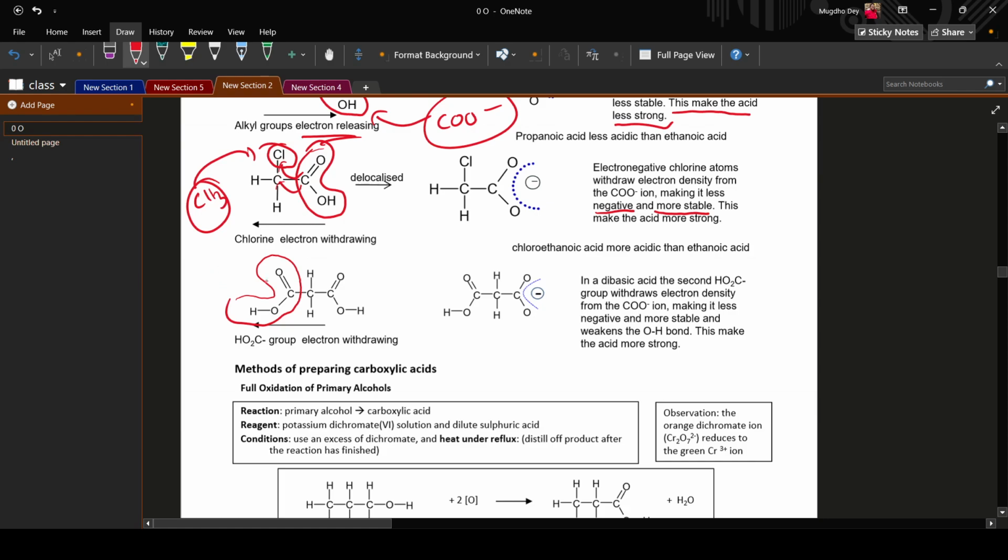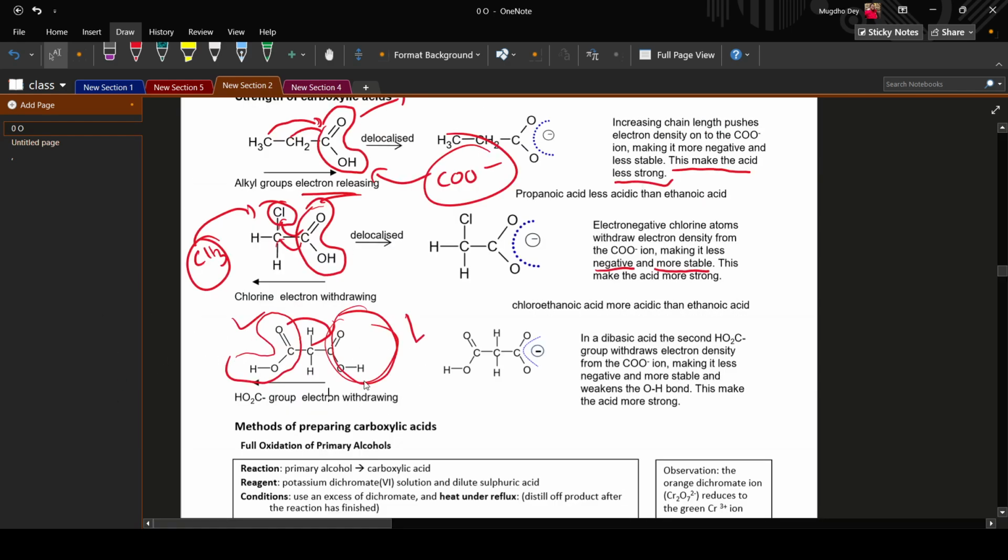What they're trying to say is that which one is second doesn't matter, it could be this or this. Considering this is first and this is second, whichever is the second one is basically an electron withdrawing group. Let's assume this is the electron withdrawing group, so it absorbs the electrons from this functional group. It becomes less negative and more stable, and that is why the whole acid becomes stronger. So a dibasic acid is actually strong. I hope you understood why dibasic acids are strong.